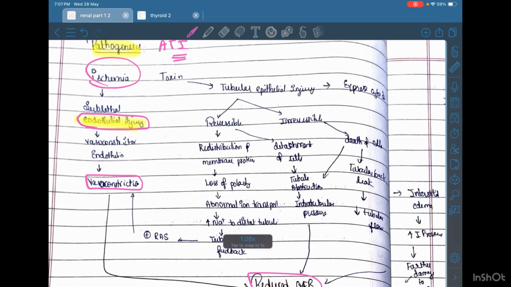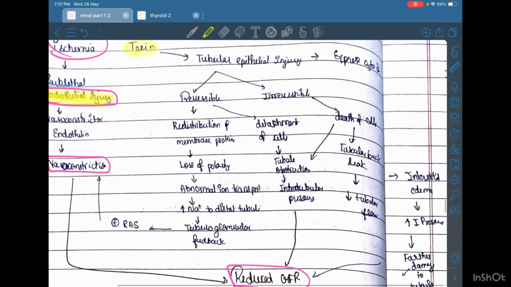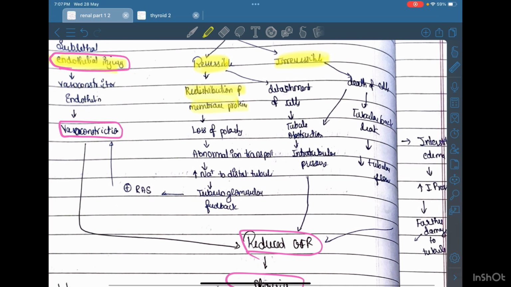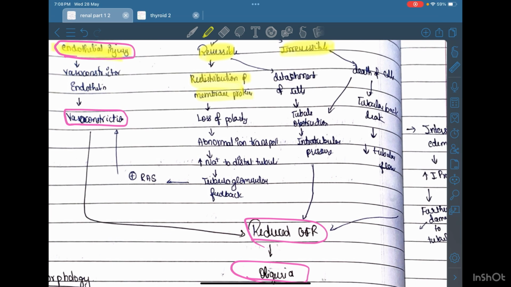That's all. Coming to the toxins, they cause tubular epithelial injury. It can be in two ways, either reversible or irreversible. Let us see reversible first. In reversible injury, there will be redistribution of membrane proteins. There will be loss of polarity, so there will be abnormal ion transport.